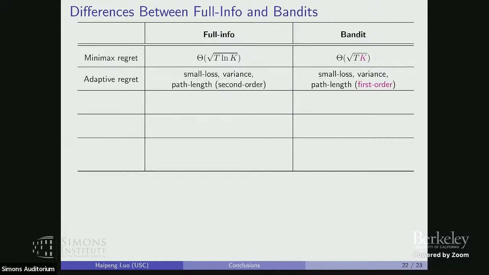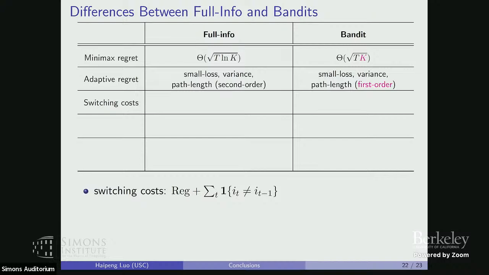So in full information, you can get all these even with second order path lengths. So these are the things that we have discussed today. And I will roughly go over something that we didn't discuss, but it is kind of interesting differences between these two cases. So the first one is something called switching cost.